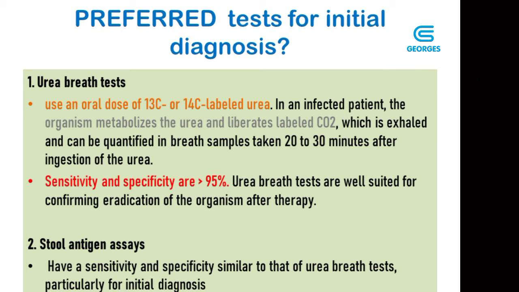Sensitivity and specificity are more than 95%. Urea breath tests are well suited for confirming eradication of the organism after therapy. Stool antigen analysis has a sensitivity and specificity similar to that of the urea breath test, particularly for initial diagnosis.